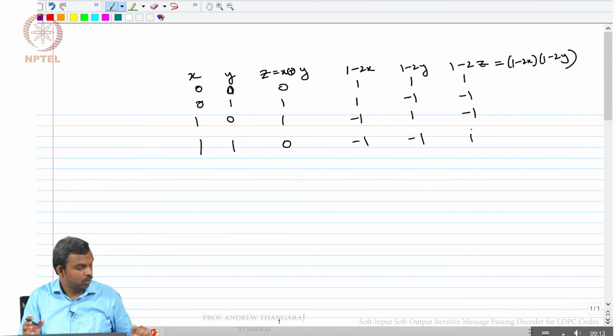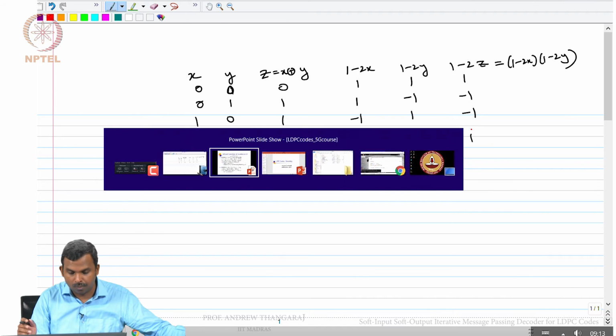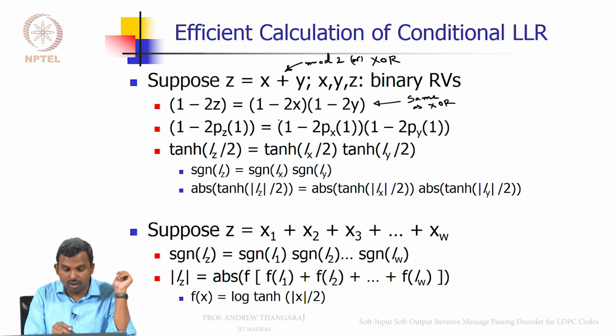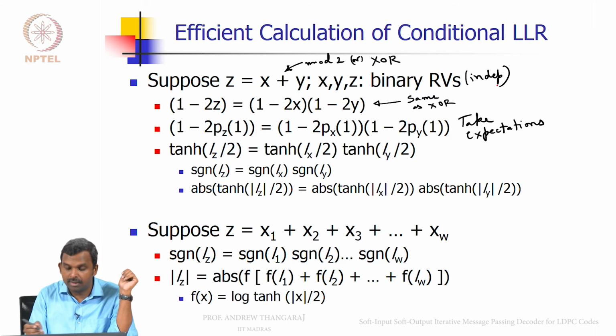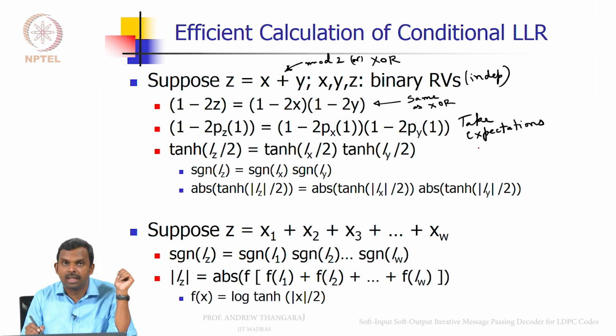So after BPSK the XOR becomes multiplication. In terms of plus 1 minus 1, it is a multiplication. So that is what is being used here: 1 minus 2z is 1 minus 2x into 1 minus 2y. Now you can take expectations. These binary random variables we will assume are independent or at least uncorrelated for this purpose. So if you take expectation, the expected value of a binary random variable being equal to 1 is the same as the probability that it is equal to 1.